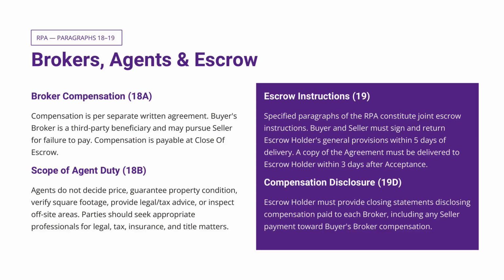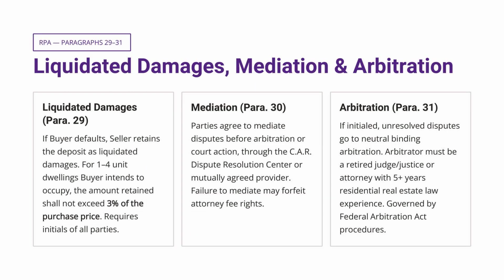Agents do not provide legal or tax advice, nor do they guarantee property conditions. The RPA constitutes joint escrow instructions, and compensation disclosures are provided by the escrow holder. Liquidated damages may apply if a buyer defaults, allowing the seller to retain the deposit under specific conditions.